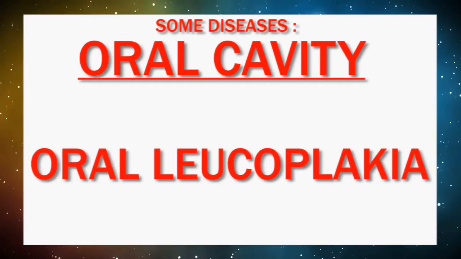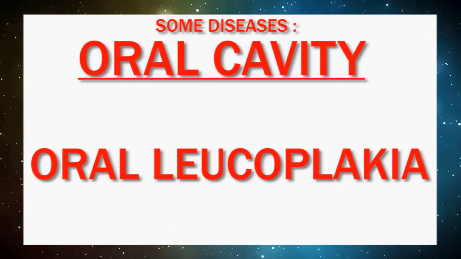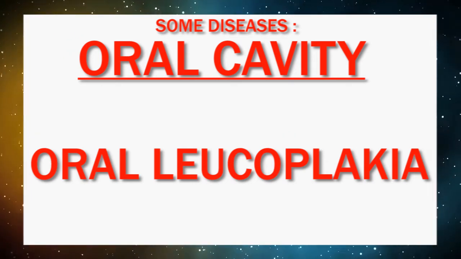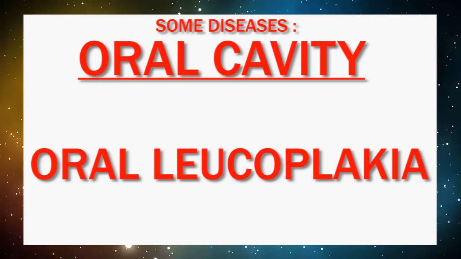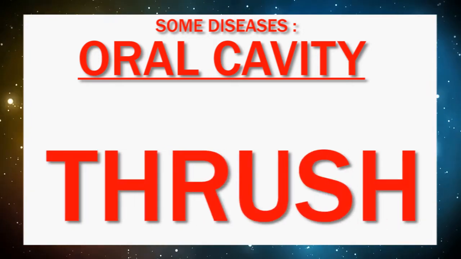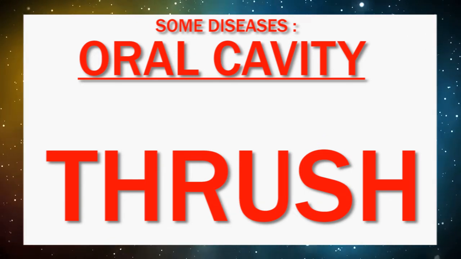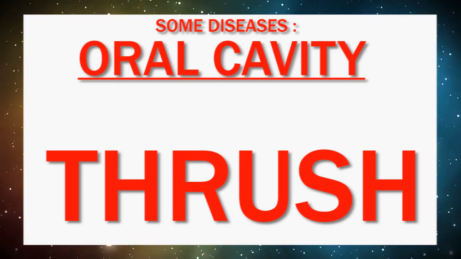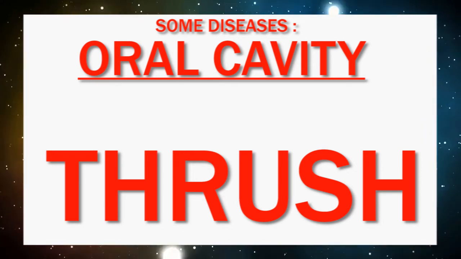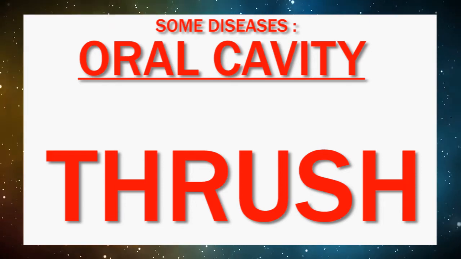This is a white precancerous lesion that can occur anywhere in the mouth. Precancerous means that if left untreated, it can become cancer. Then we have thrush. Thrush is a yeast infection of the mouth, also characterized by white lesions. It looks like you ate cottage cheese and forgot to rinse your mouth out. It's commonly seen in people whose defenses are low.